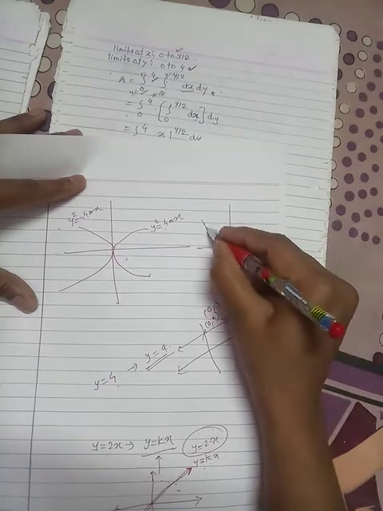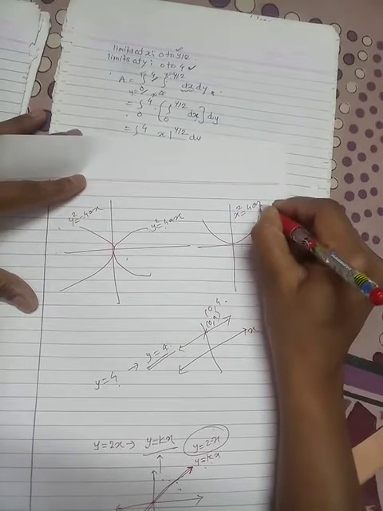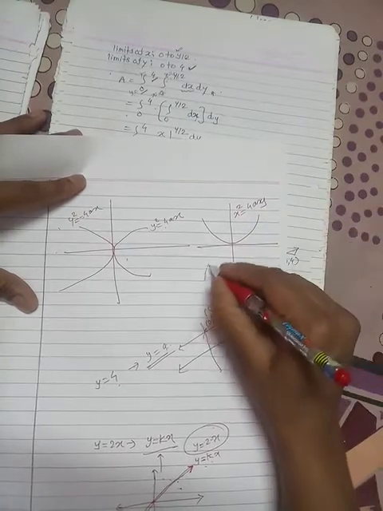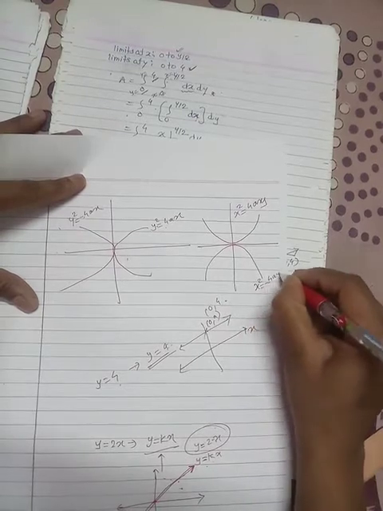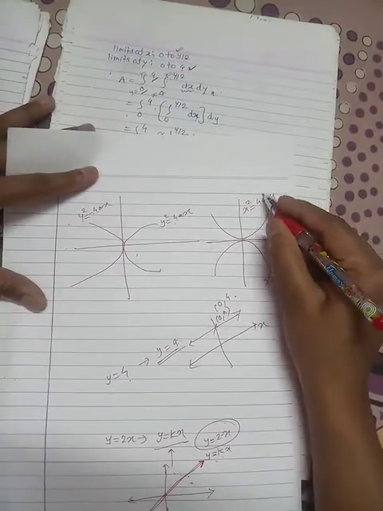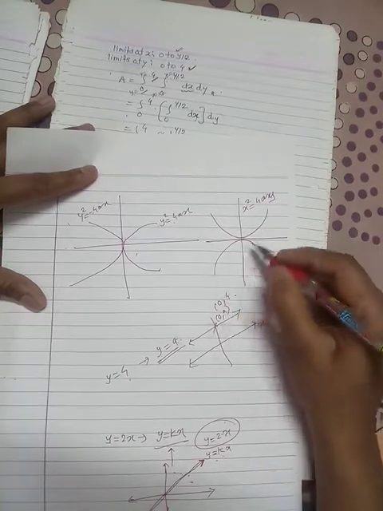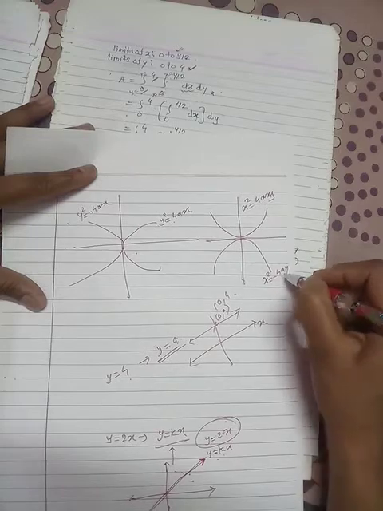and upward direction. So upward parabola is x square equal to positive 4ay, and downward parabola is x square equal to minus 4ay. Because in the upward direction y is positive, hence we have to take 4ay. In the downward direction it is the negative y axis, hence we have to take minus 4ay.